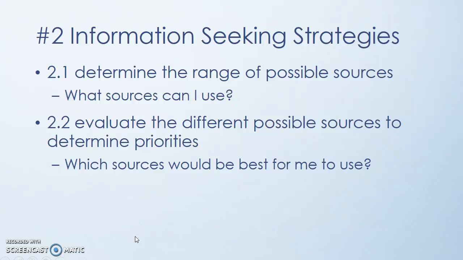The next one is 2, information seeking strategies. We need to determine all possible sources or where can you find the information. Types of sources can be newspapers, articles, books, maps, credible websites, and we need to evaluate the different possible sources to determine priorities. Select the best sources for your project. Which source is going to be the best for me to use?